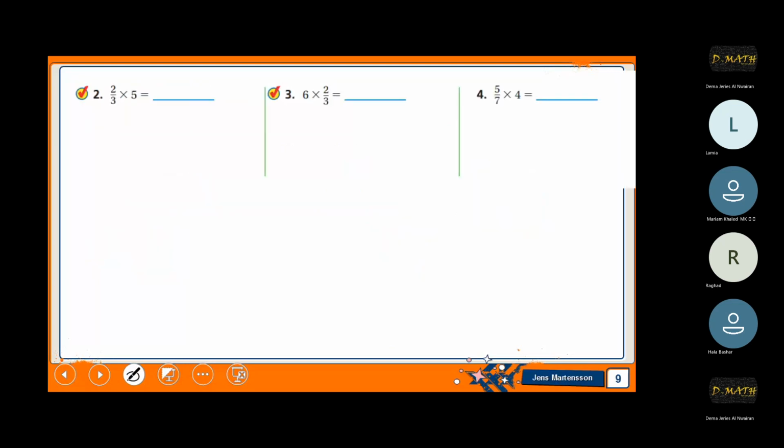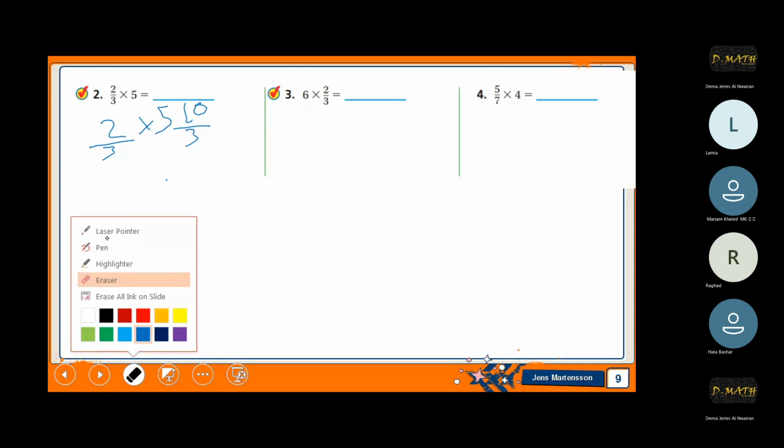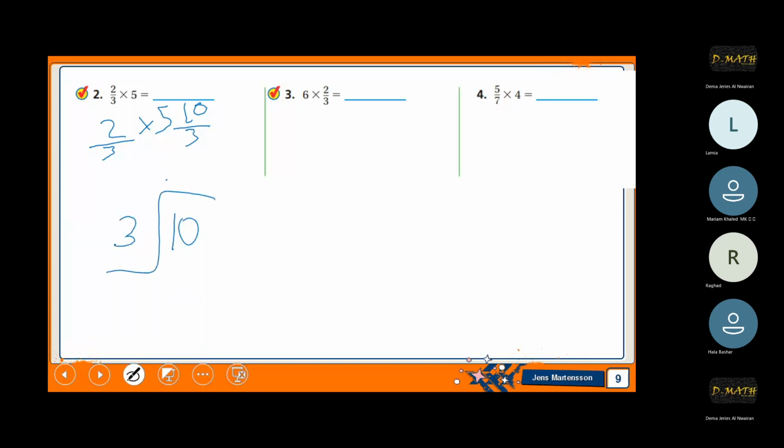Right. Okay. Yeah, the second one now. Number 2. Two over 3 times 5 equals 10 over 3. Bravo. Now simplify it as a mixed number. Please write it down. Ten divided, yeah, continue.